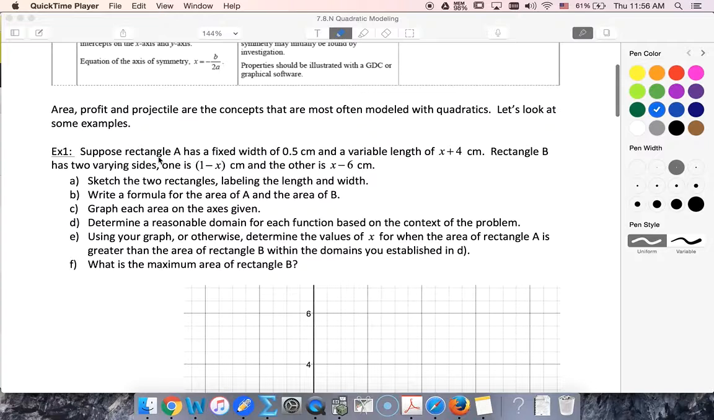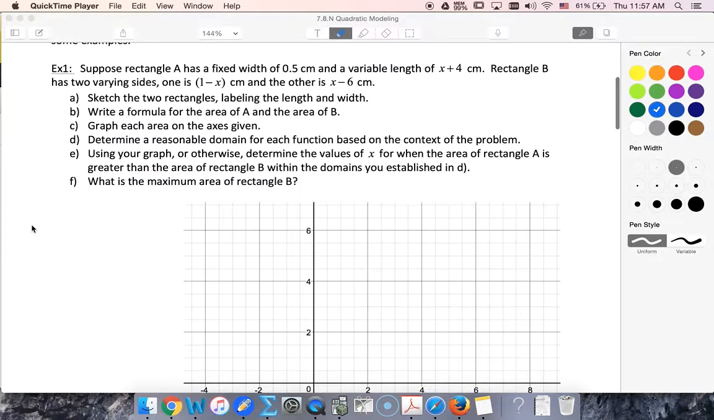So we've got a rectangle A, a fixed width of 0.5 centimeter, variable length of x plus 4. So we've got a width and a length. B has two varying sides. One is 1 minus x centimeters and the other is x minus 6. So we're going to start by sketching our two rectangles.